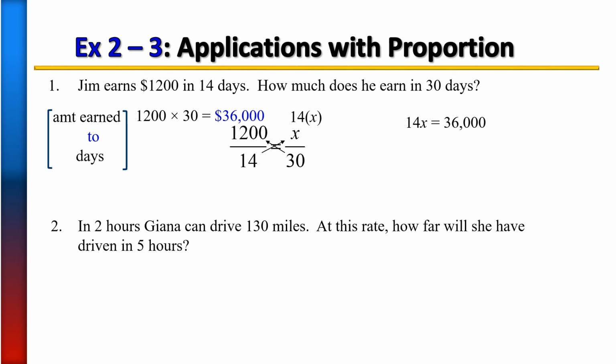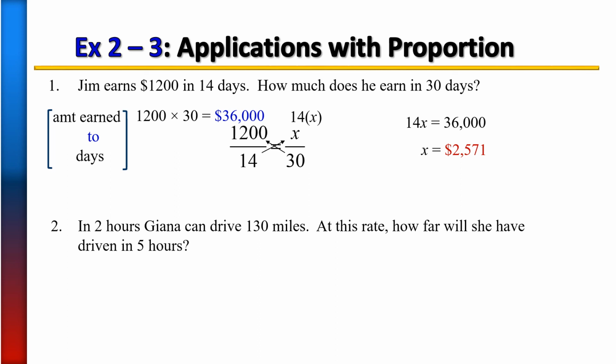What's my next step to solving this equation? If you said divide by 14, that is correct. And whatever you do to one side, you do to the other. And x equals, yes, you got it, 2,571. That is how much he would earn in 30 days. Let's look at the next example.